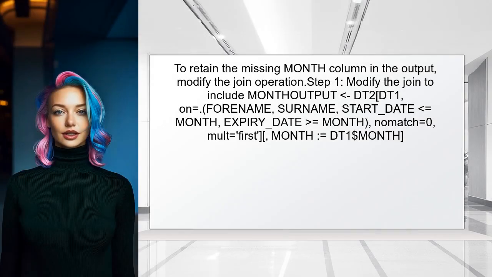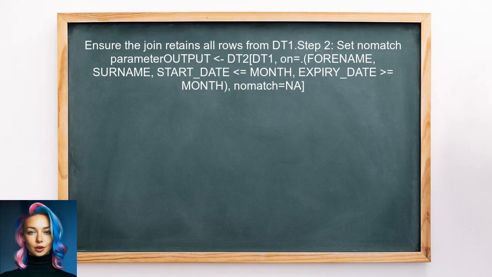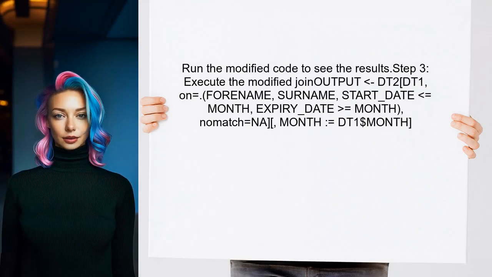To retain the missing month column in the output, the user can modify the join operation. Specifically, they should include the month column explicitly in the output by using the notation. Next, the user should ensure that the join operation is set to retain all rows from DT1. This can be done by specifying the nomatch parameter correctly. After making these adjustments, the user can run the modified code. This should result in the output containing the month column along with the other expected columns.